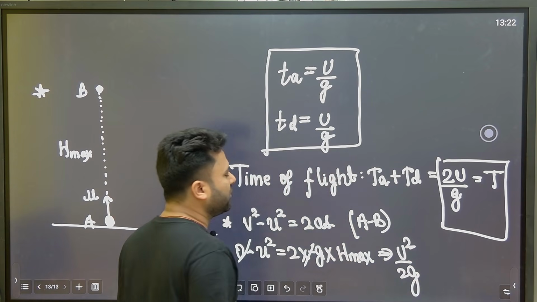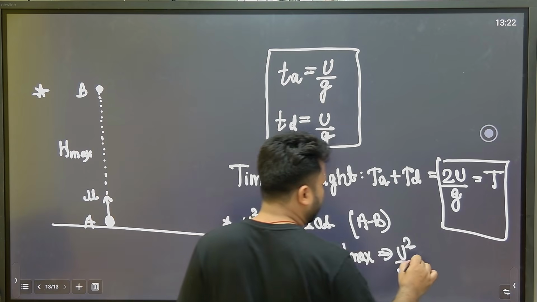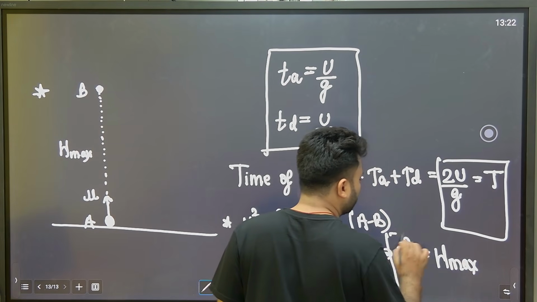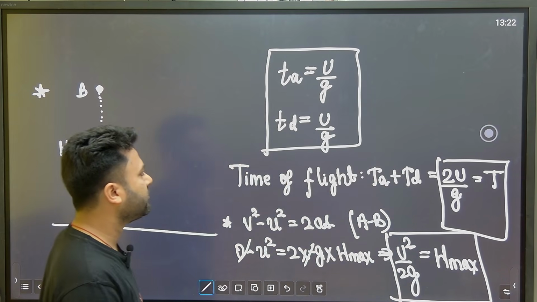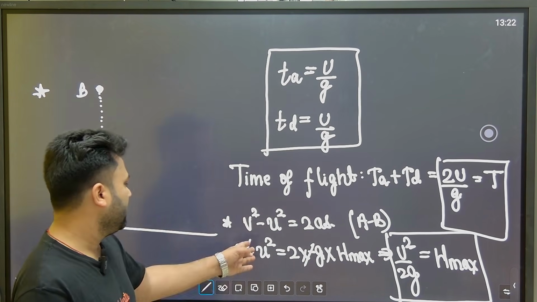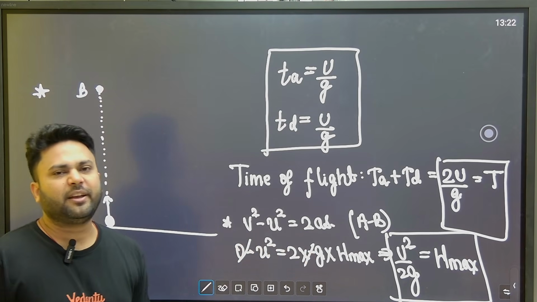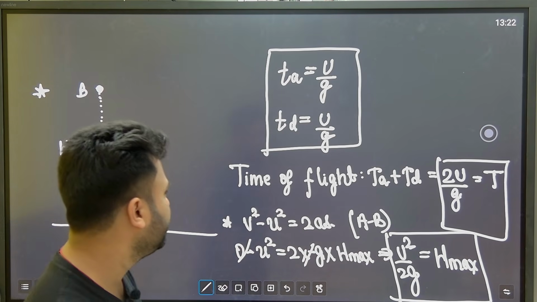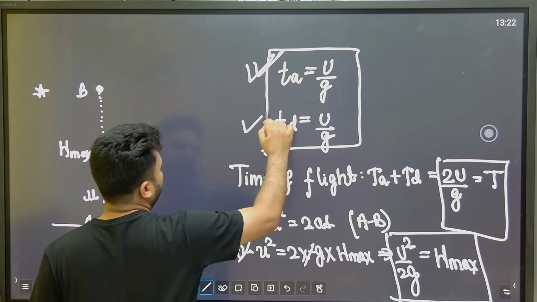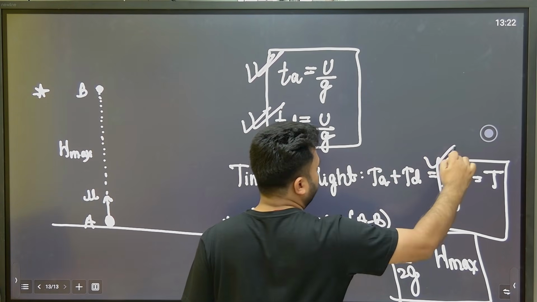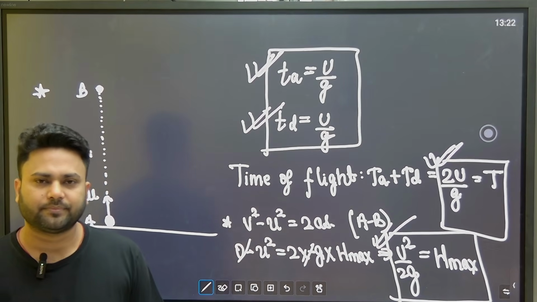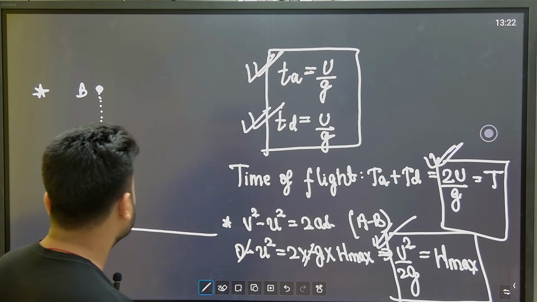This also you need to remember: the H max formula, maximum height reached by the ball, u square by 2g. So you have to remember time of ascent, time of descent, total time of flight, and maximum height, u square by 2g. Correct?